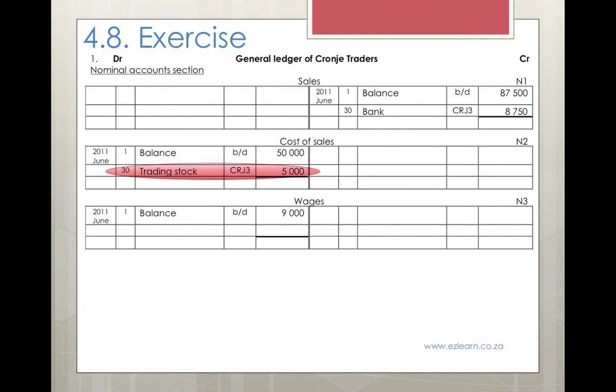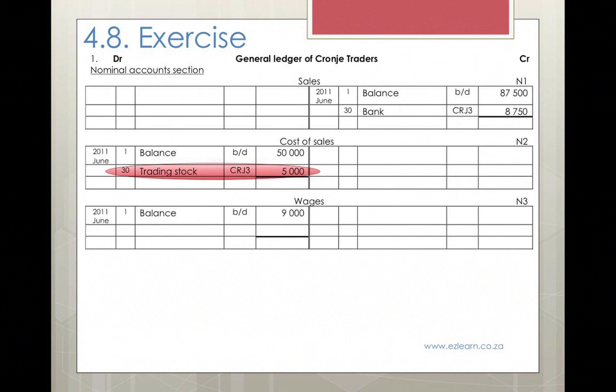Cost of sales will be posted to the debit side as cost of sales is an expense, which decreases equity. On the 30th, your contra account is trading stock and it's from CRJ3. Very important, you now need to remember that as shown by the contra account of trading stock, this entry also needs to be posted to the trading stock account.